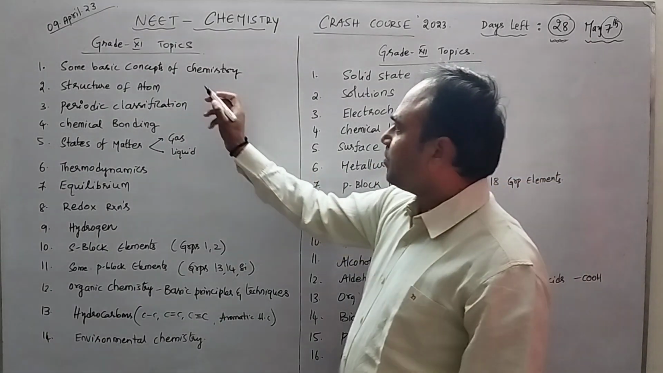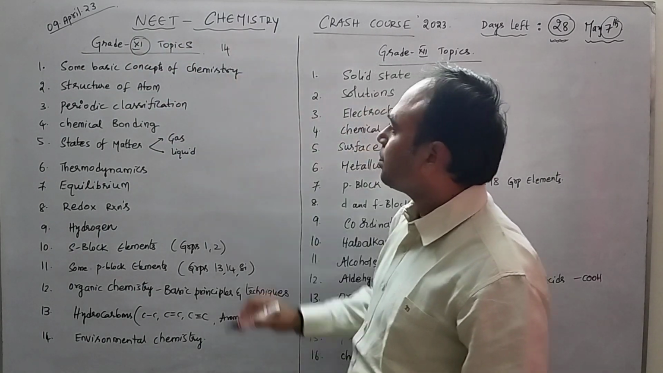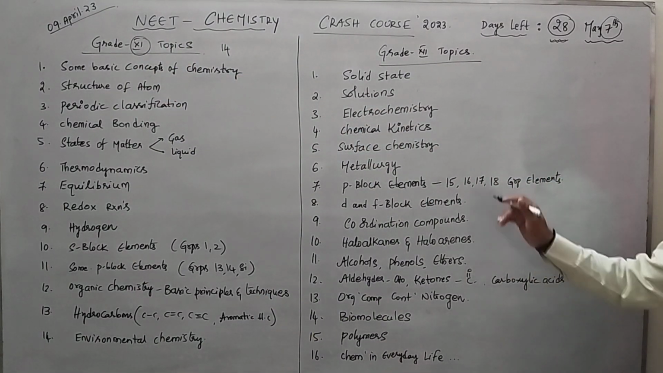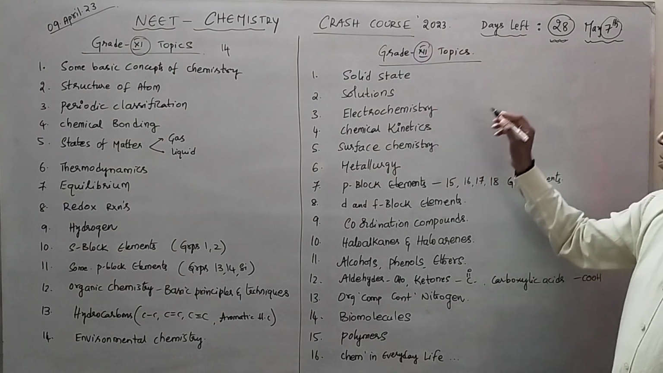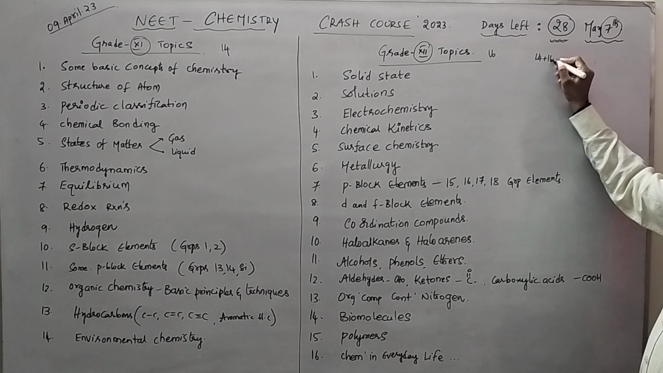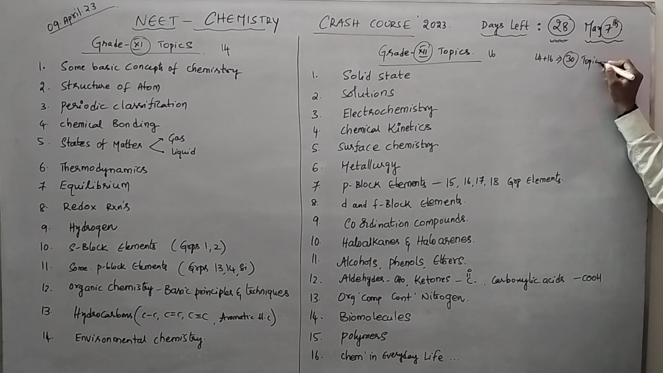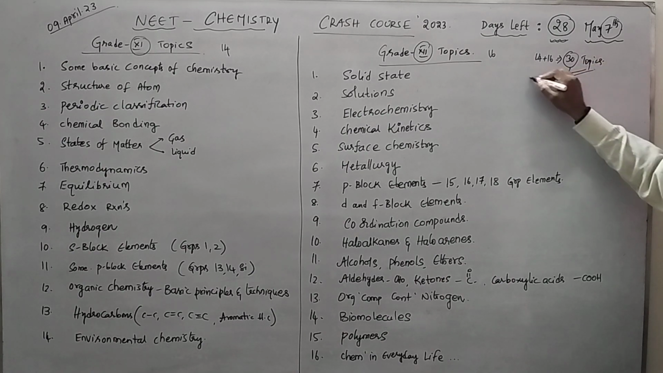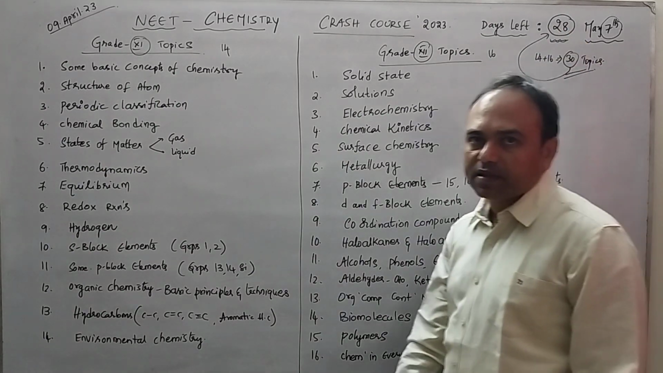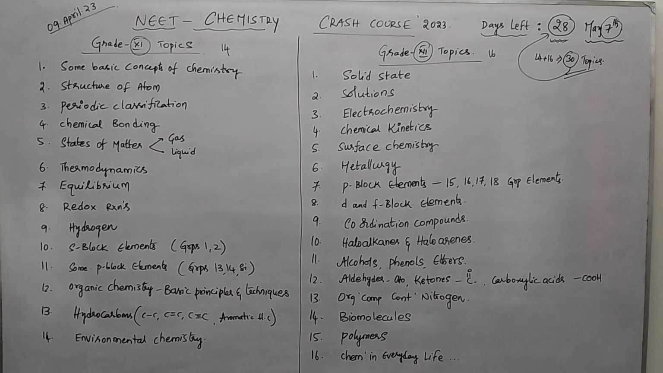On the left side I have written the grade 11 topics. We have 14. On the right side I have written the grade 12 topics, that is 16. So 14 plus 16, you have 30 topics. Very well, we can complete them in the 28 days left. Let me talk about the topics.